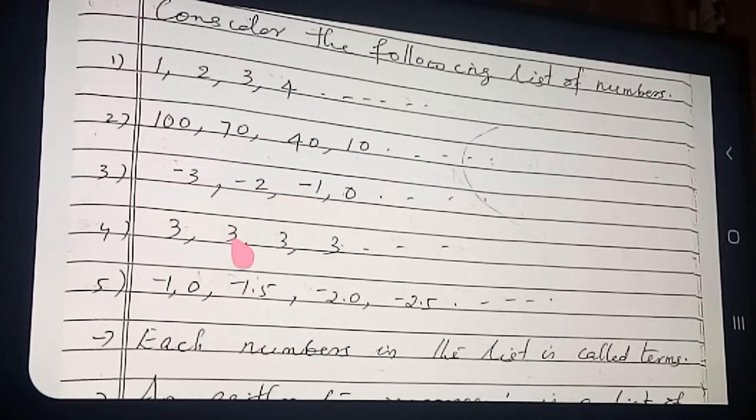And here what is the common difference? You got 0. 3 minus 3, 0. So the common difference can be either positive or negative, or it can also be 0. Are you clear? The common difference can be a positive number, a negative number, and it can also be 0. Okay.